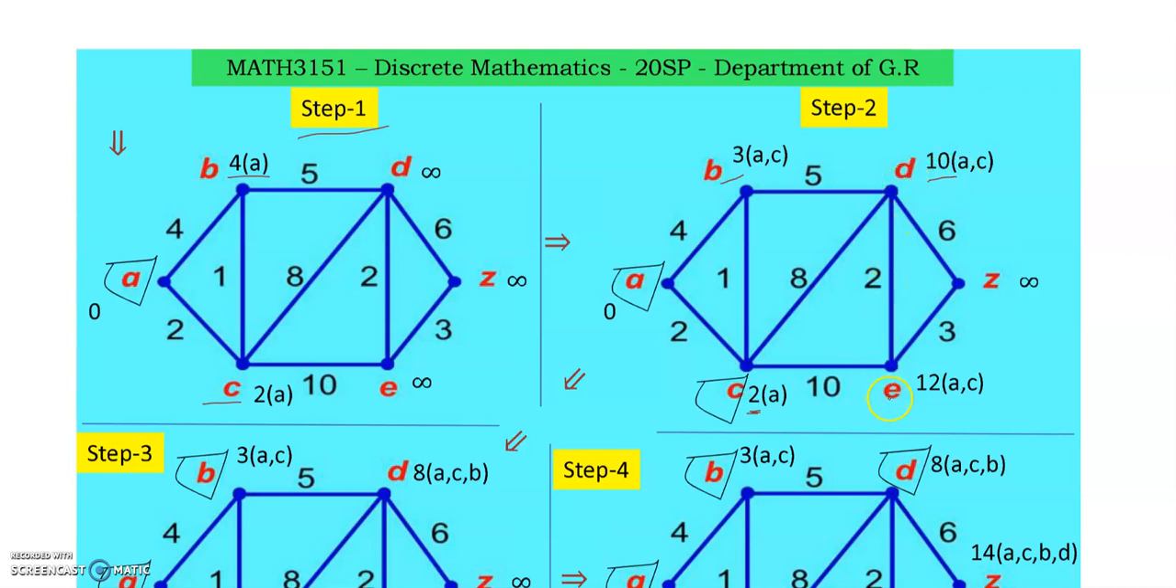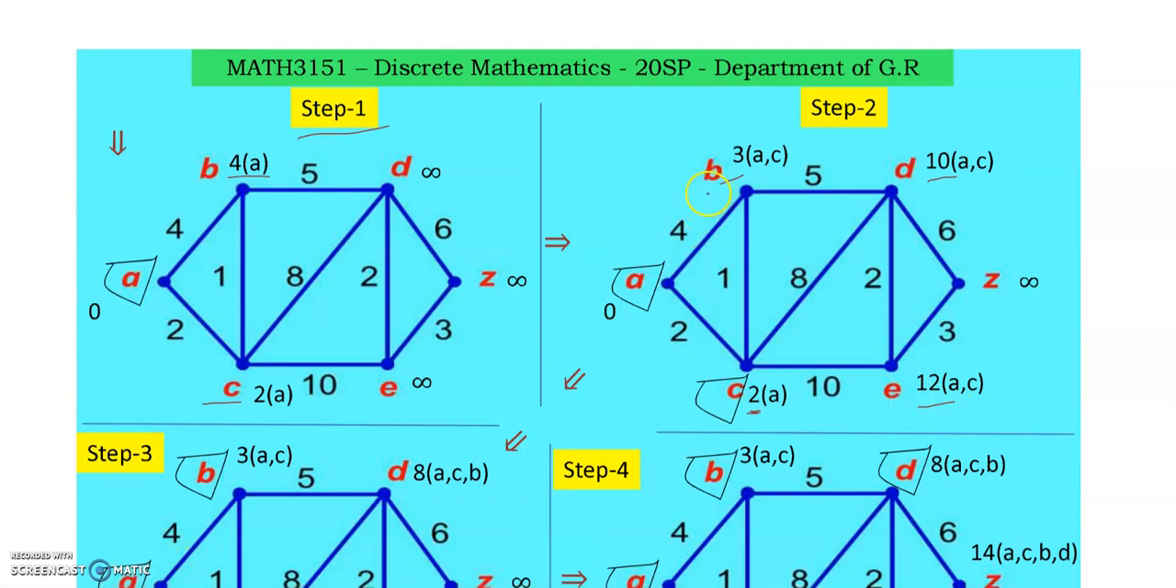Now for E, here I am writing AC, which means start from A, this distance 2, and passing through C, reaching E, this distance is 10. So total is 10 plus 2, 12. So now this is 12. So this is step 2.